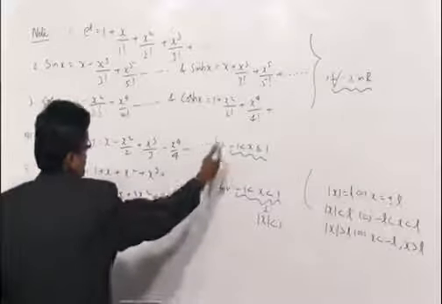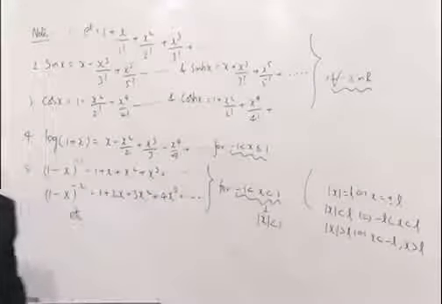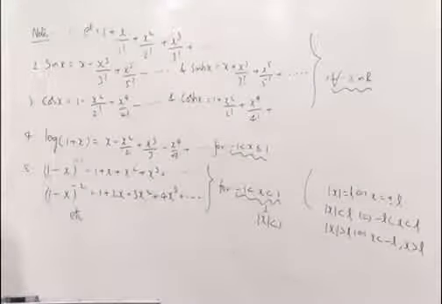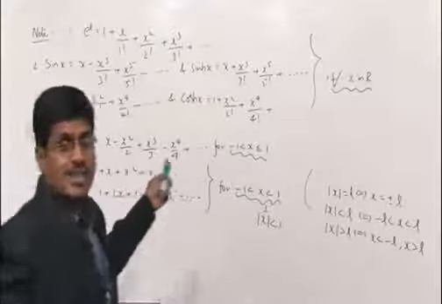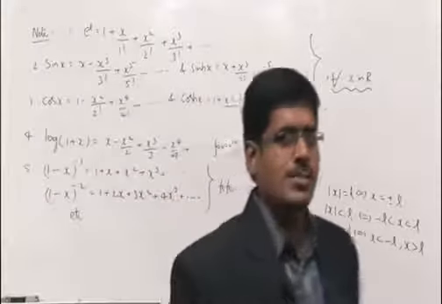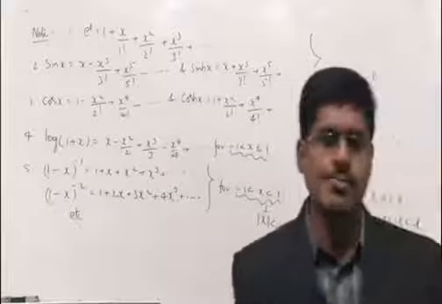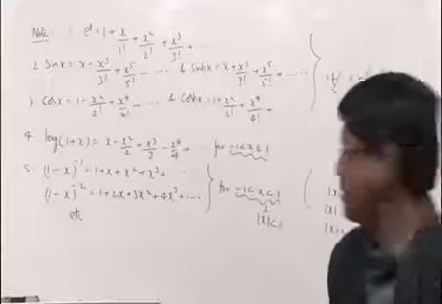For every expansion, I have given some x values, which is called the region of convergence. The values of x where these series converge are called the region of convergence. Please remember, sometimes questions ask you to find the ROC, the region of convergence, for the given series.